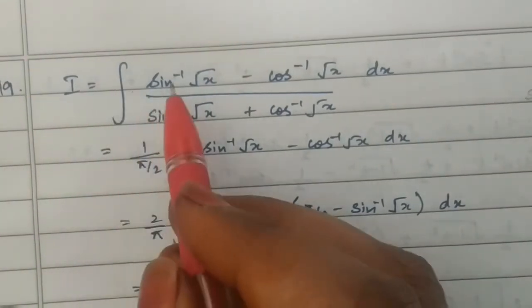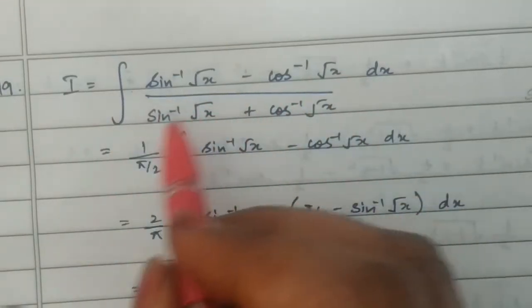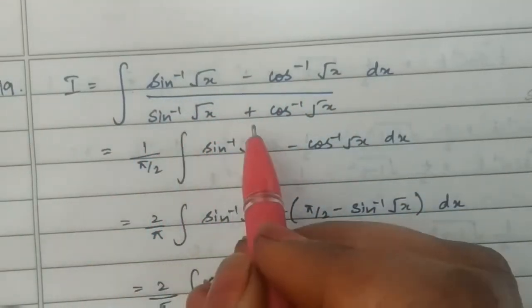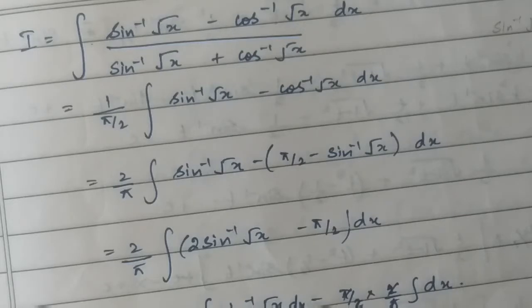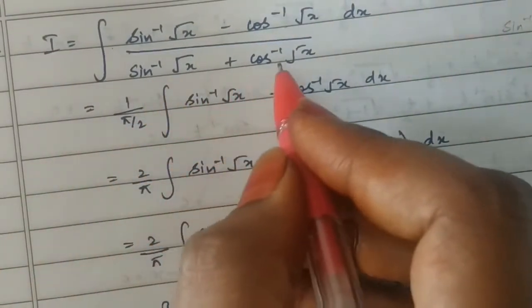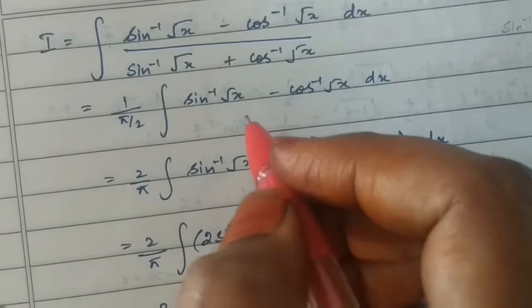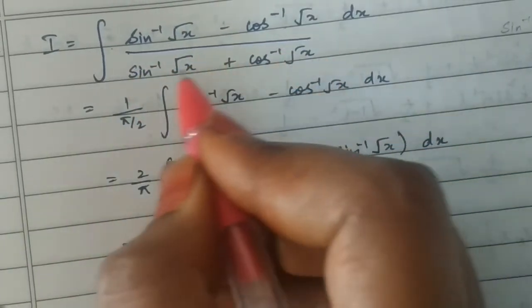I equals the integral of sin inverse of root x minus cos inverse of root x into dx divided by sin inverse of root x plus cos inverse of root x. Now, sin inverse of root x plus cos inverse of root x can be written as pi by 2, as you learnt in inverse trigonometric functions. Therefore, this can be written as pi by 2.